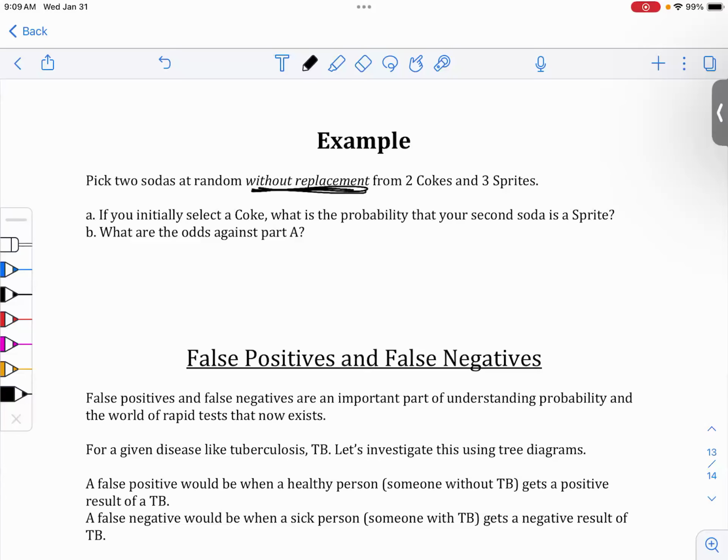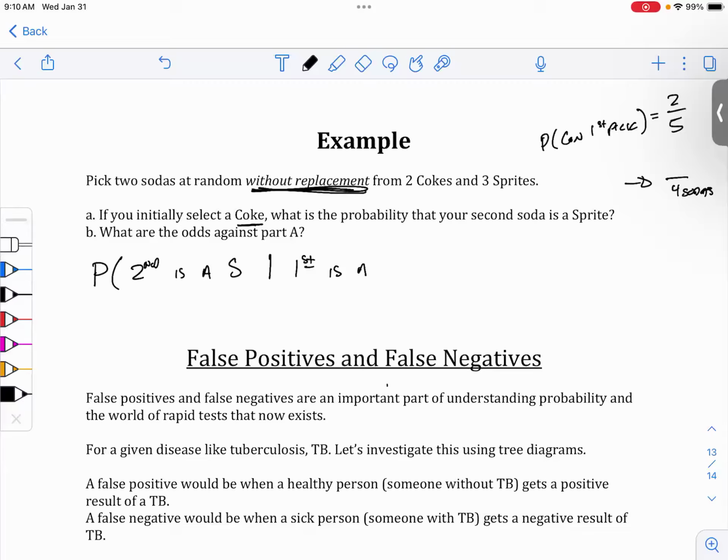So initially select a Coke. So there were 2 Cokes. So basically probability Coke on first pick. That probability is 2 out of 5 total sodas. But after I initially select a Coke, that means I'm down to only 4 sodas. What is the probability that your second soda is a Sprite? So probability second is a Sprite given first is a Coke.